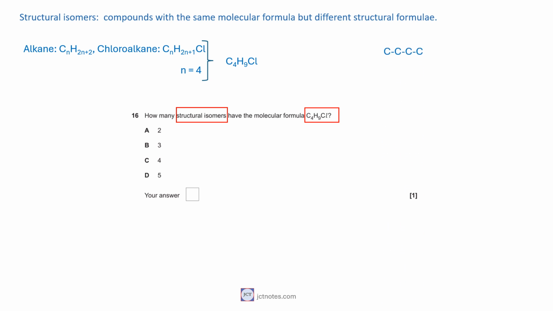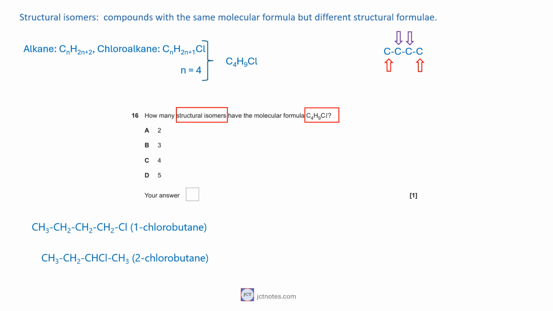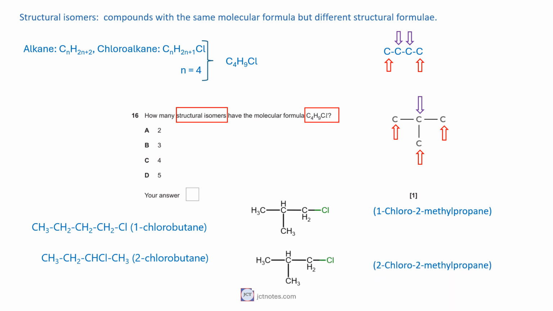We start with a linear chain of 4 carbons. We can insert the chlorine in position 1, at any side of the chain, or in position 2, in any of the 2 carbons inside the chain. This gives us 2 possible isomers, 1-chlorobutane and 2-chlorobutane. The next structure is to use a tertiary carbon. In this structure, the chlorine can go to any of the primary carbons or to the tertiary carbon. This gives us another 2 possible structures, 1-chloro-2-methylpropane and 2-chloro-2-methylpropane. There are no other possible structures for C4H9Cl. Then, we have 4 structural isomers and the answer is C.